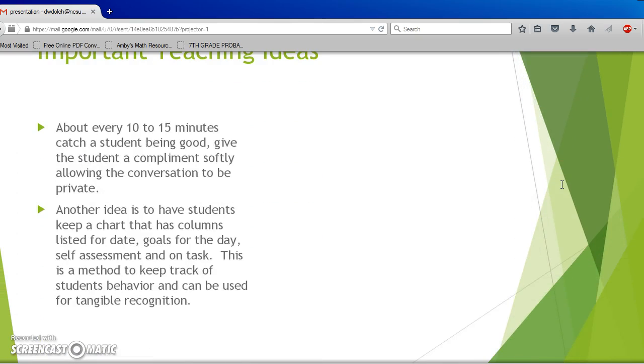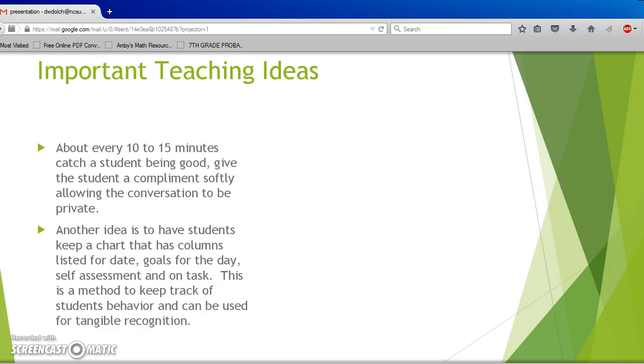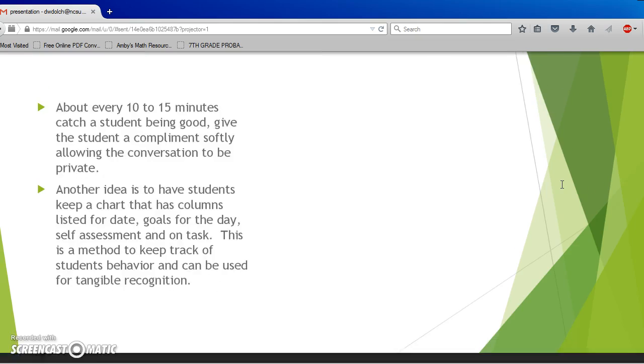Some important teaching ideas from interventions. About every 10 to 15 minutes, catch a student being good and give the student a compliment, softly, allowing the conversation to be private. I thought this was a really good idea. Another idea is to have students keep a chart that has columns listed for date, goals for the day, self-assessment, and on task. This method is to keep track of student behavior and can be used for tangible recognition.